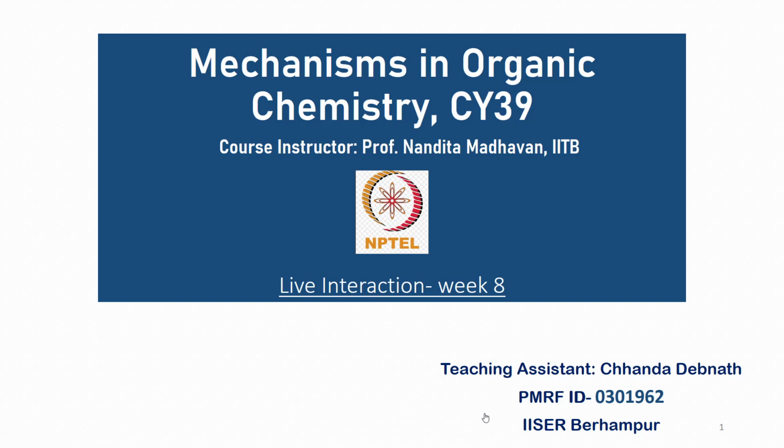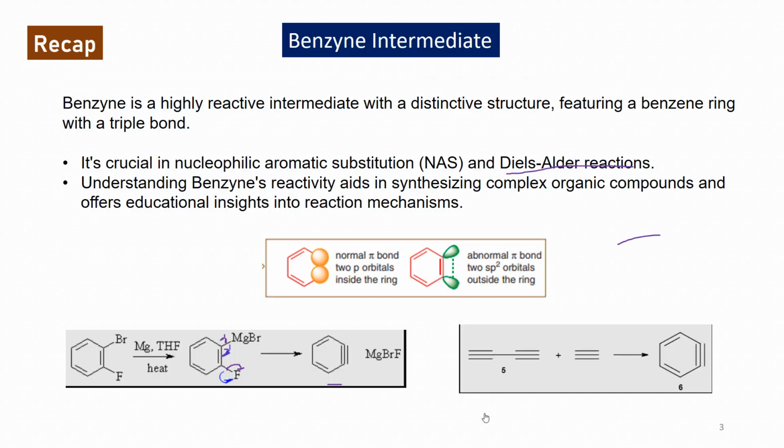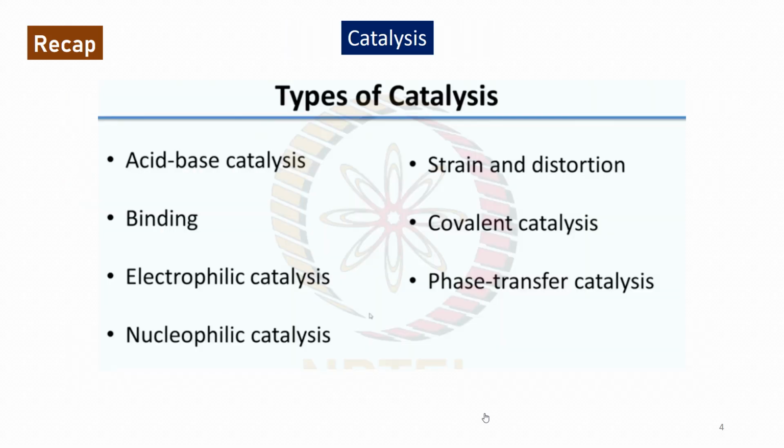This course is almost at the end. Till last week we discussed trapping reaction intermediates to understand the reaction mechanism, where we talked about how to trap anion, cation, radical, etc. And we also talked about the benzyne intermediate and how we can trap that. After that we are discussing different types of catalysis.